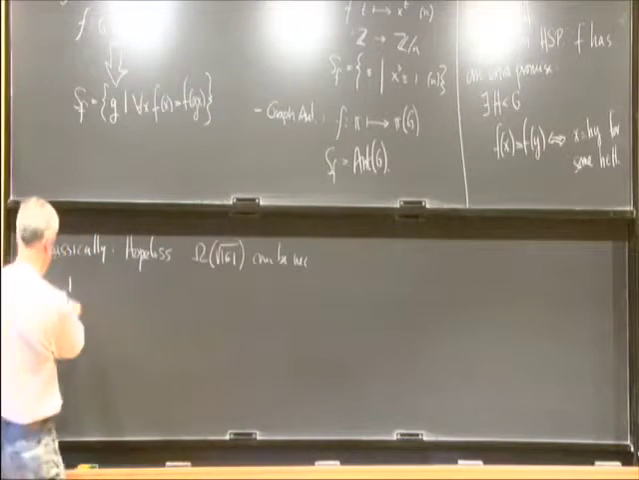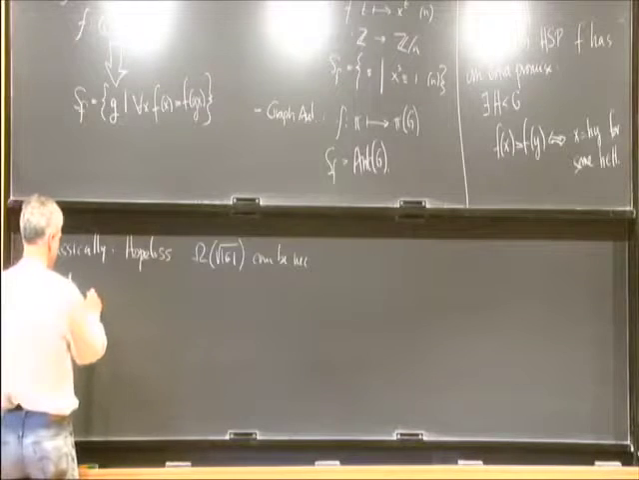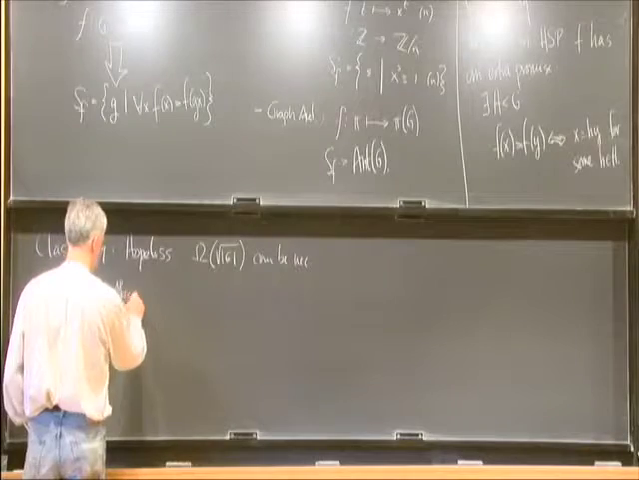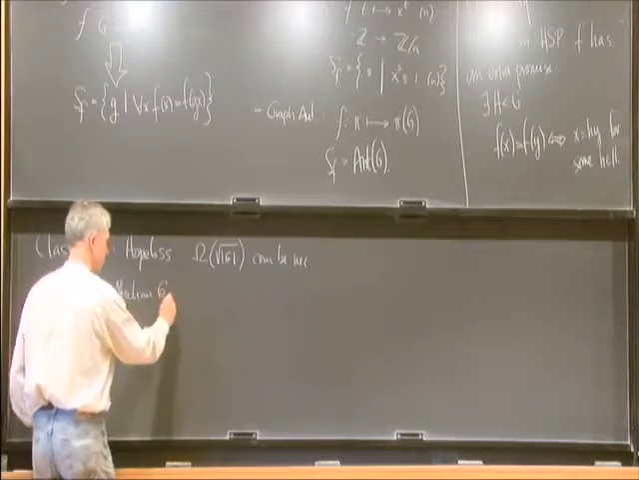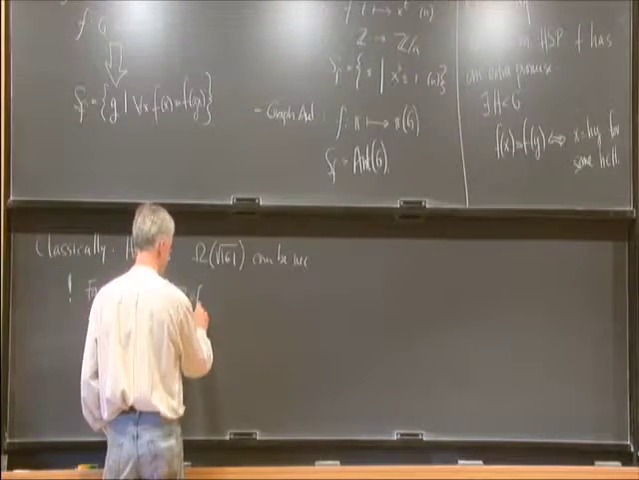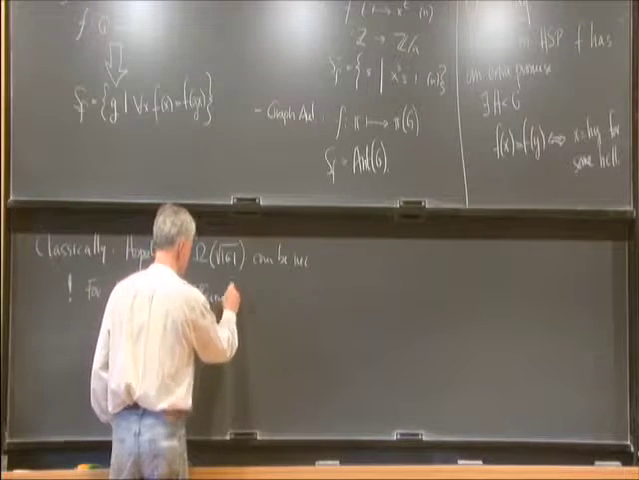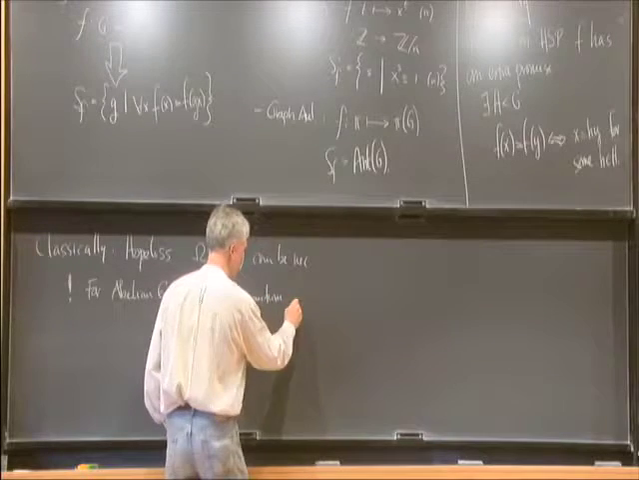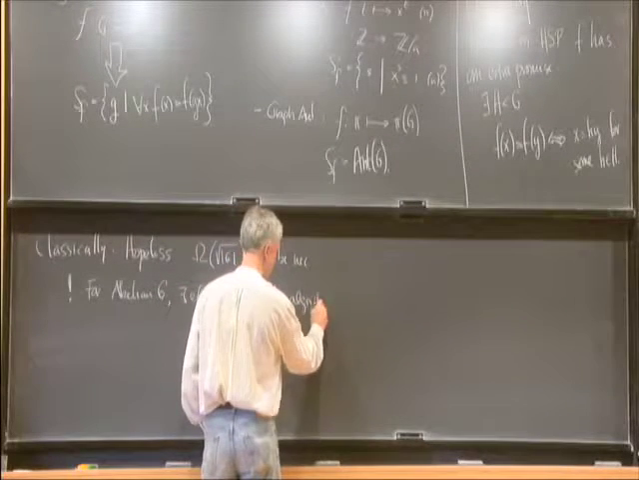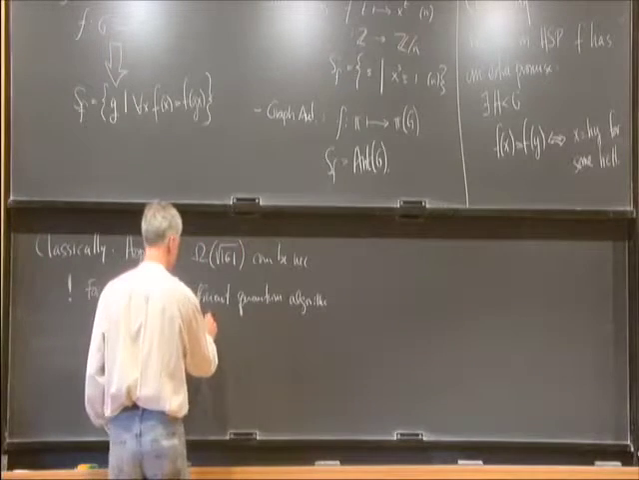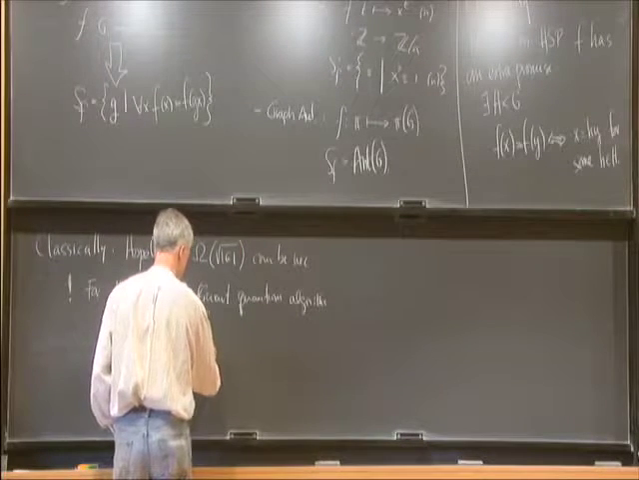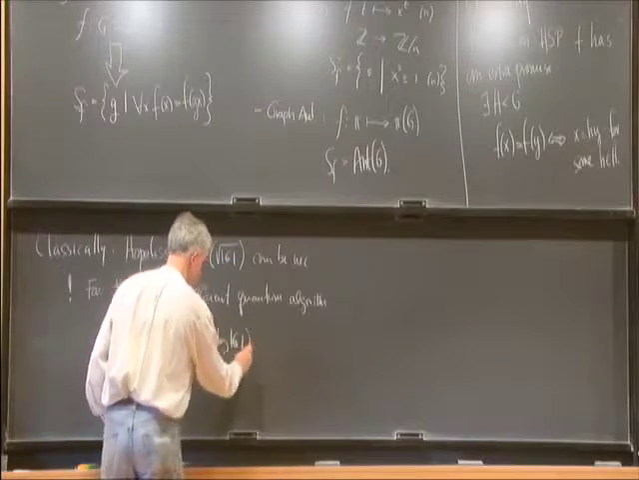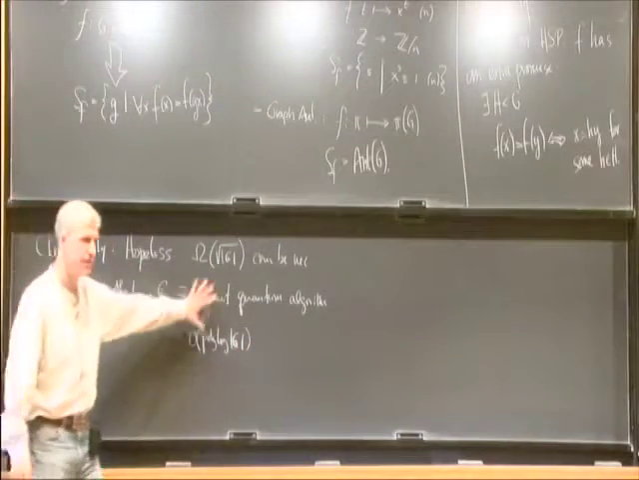OK, great. And so the really interesting fact is that for abelian G, there exist efficient quantum algorithms for this. And what does efficient mean? Efficient means order poly in log of |G| number of samples. So we just count samples here.